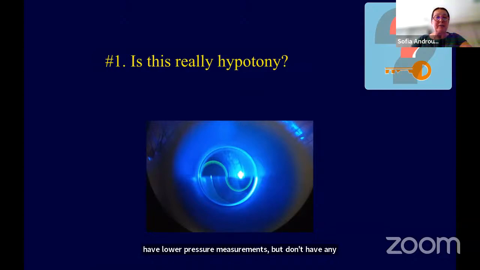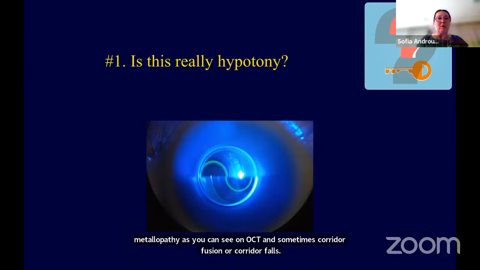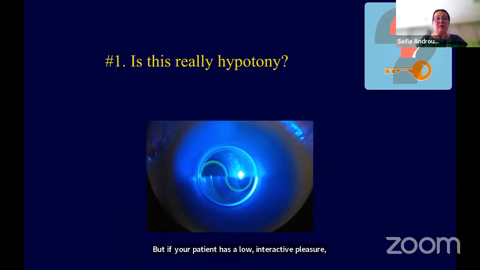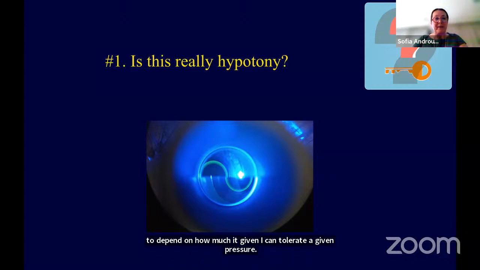The presence of symptomatic hypotony is indicated by clinical signs such as decreased vision, hypotonic maculopathy, as you can see on OCT, and sometimes choroidal effusion or choroidal folds. But if your patient has a low intraocular pressure, let's say 3, a visual acuity of 20/20, is happy and doesn't have any visual distortions, this is not hypotony, and your patient is not in danger. So whether or not any signs of hypotony appear seems to depend on how much a given eye can tolerate a given pressure. That means that hypotony is very patient dependent.